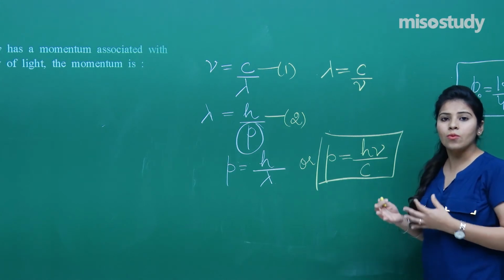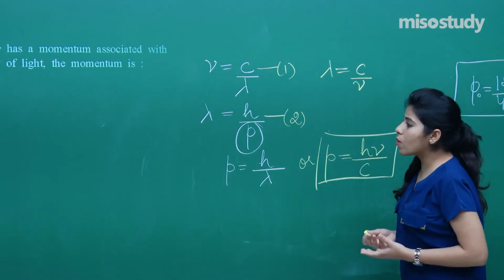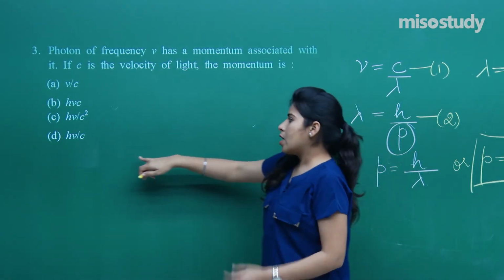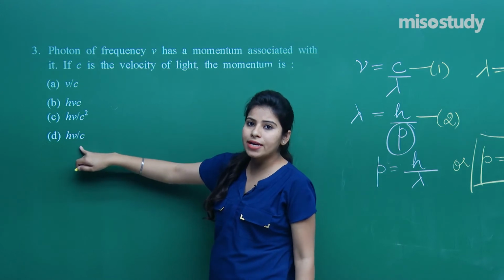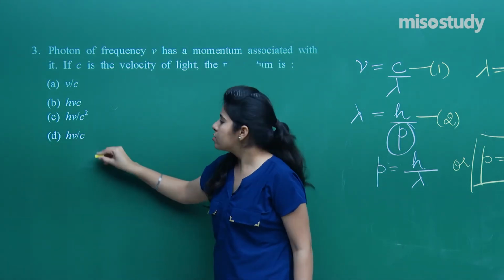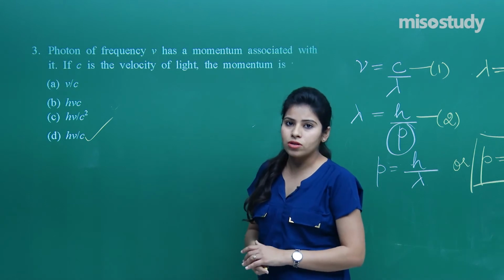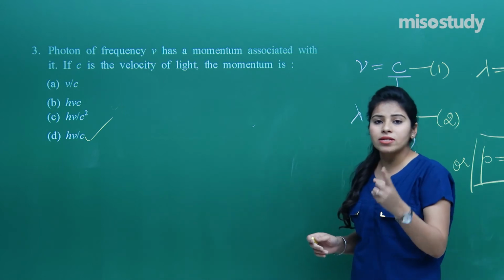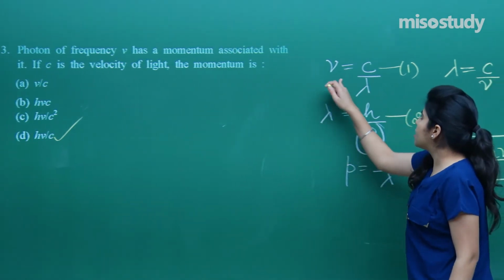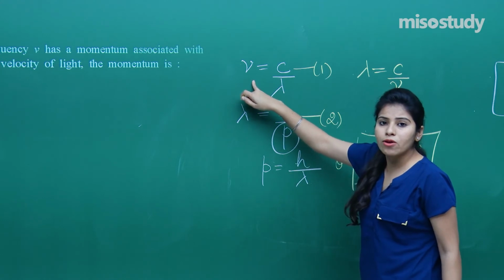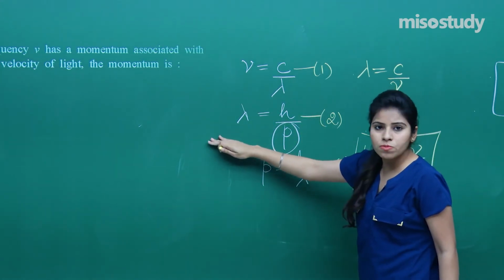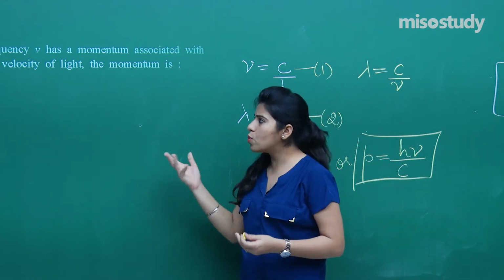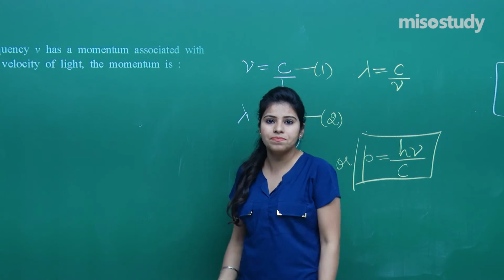Now let us see whether there is any such option. The answer is h nu by c. Is there any option? Yes, option D says h nu by c. So this is your correct answer, right? How simple this question was. I was telling you that the basic things you should know are how to convert frequency into wavelength, and the relation between wavelength and momentum. These are just small things you should know, and you can do the JEE Main question easily.